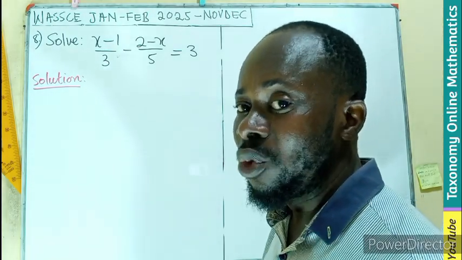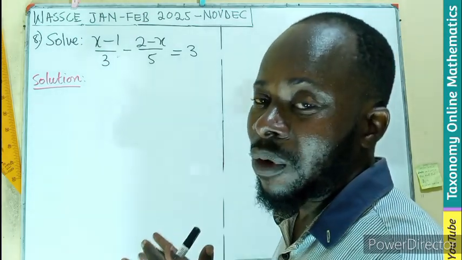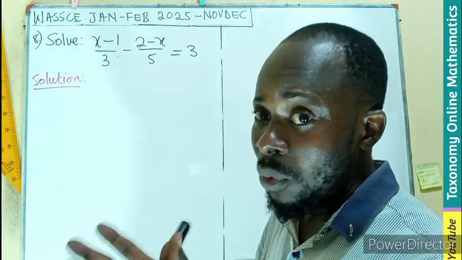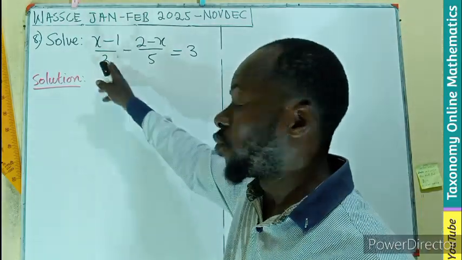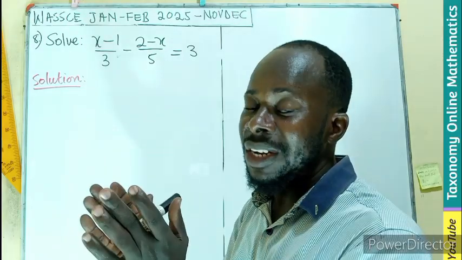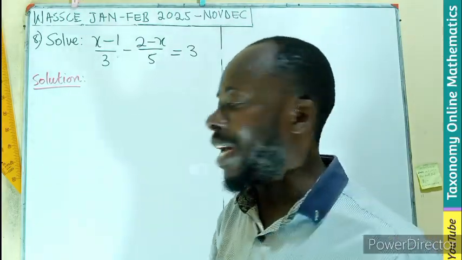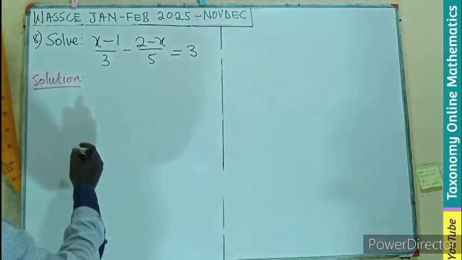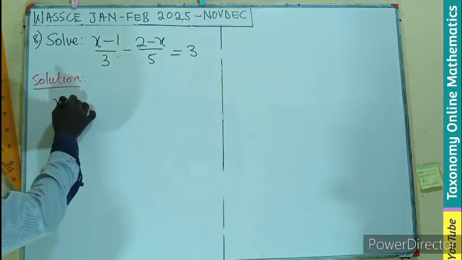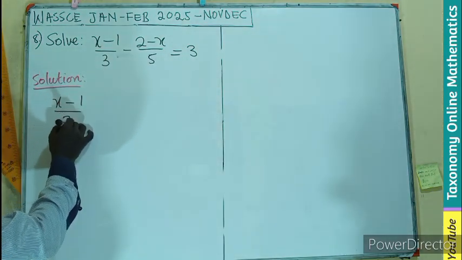So the first thing to do is to look out for the LCM. That's not the only way anyway. We can solve the left side separately as a common fraction with a common denominator, then we cross multiply. You can try that also and share your answer. But I'm going to go with multiplying by the LCM.